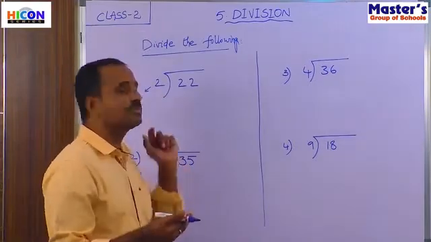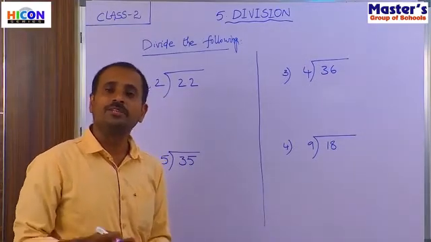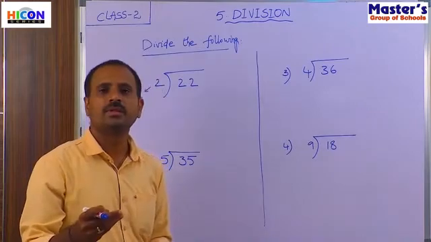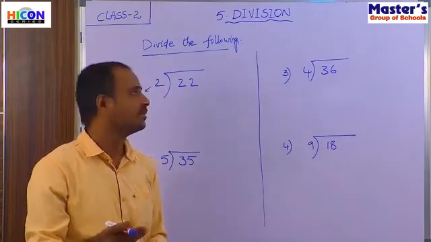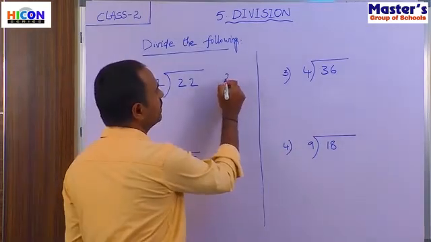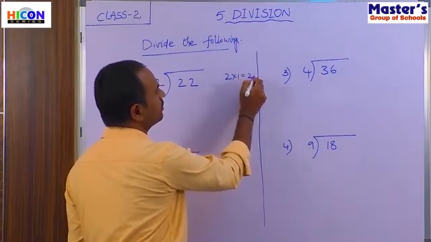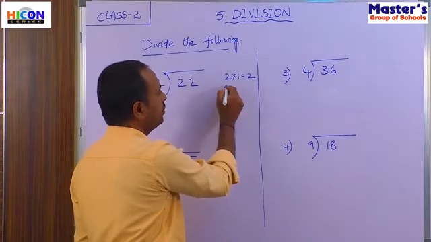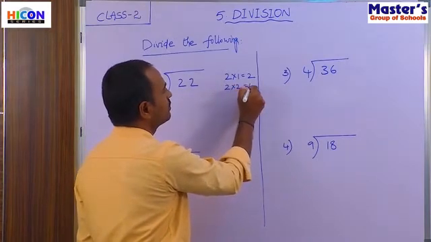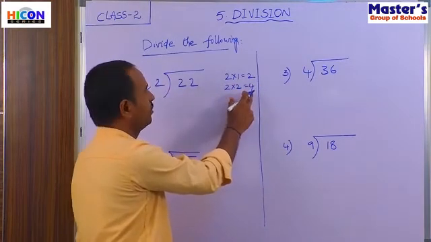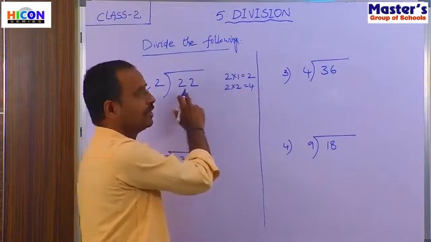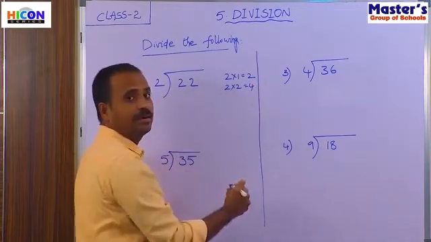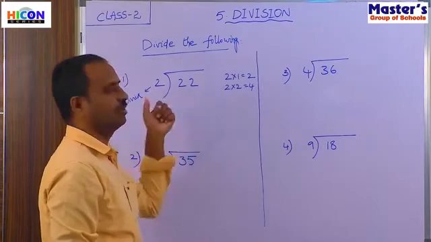When does 22 come in the second table? That means 2 ones are 2, 2 twos are 4. So children, let us see here. That is 2 ones are 2. We have got the number 2, but there is 22. And again, 2 twos are 4. We have got the number 4, but here it is 22. So now we have to write until the number 22 comes.